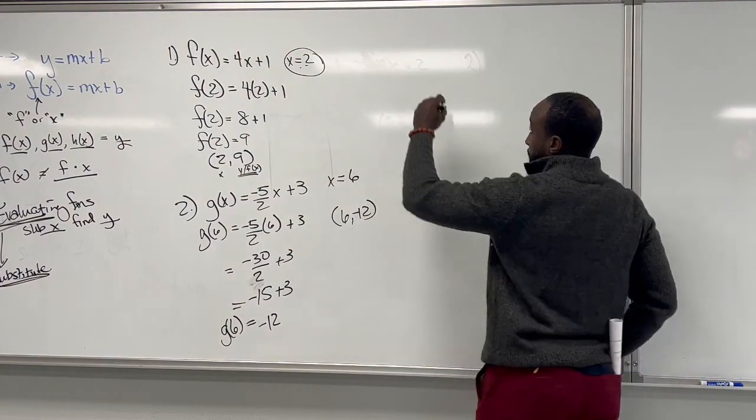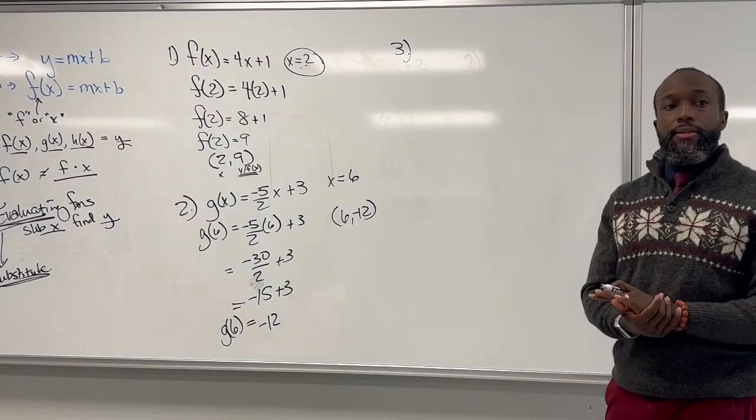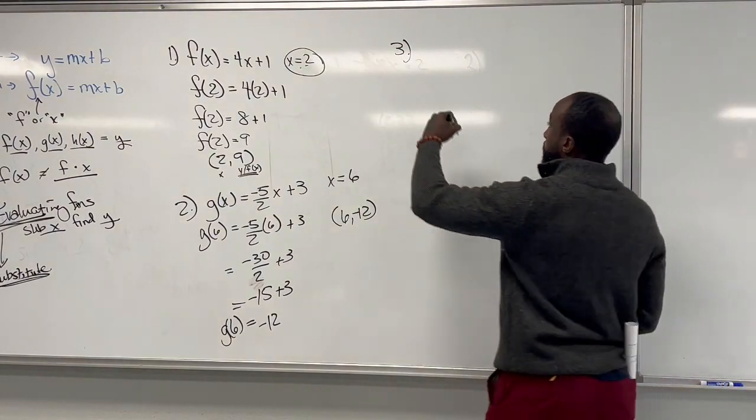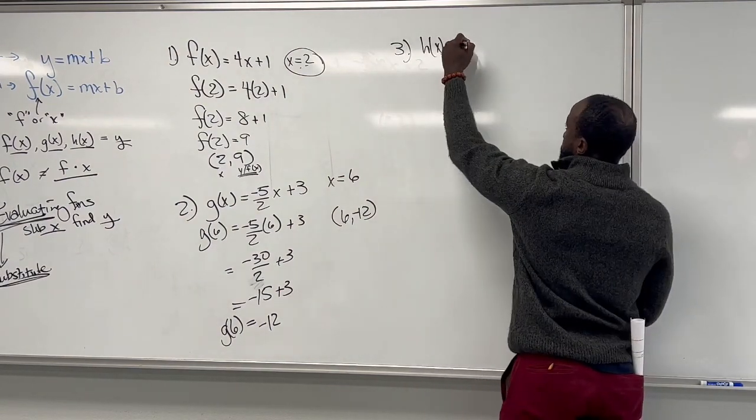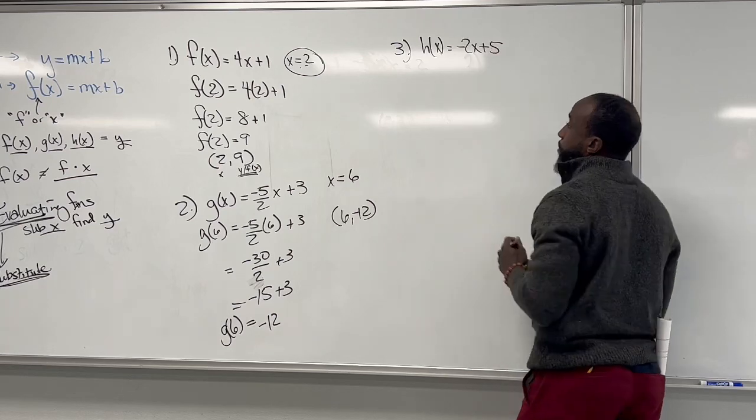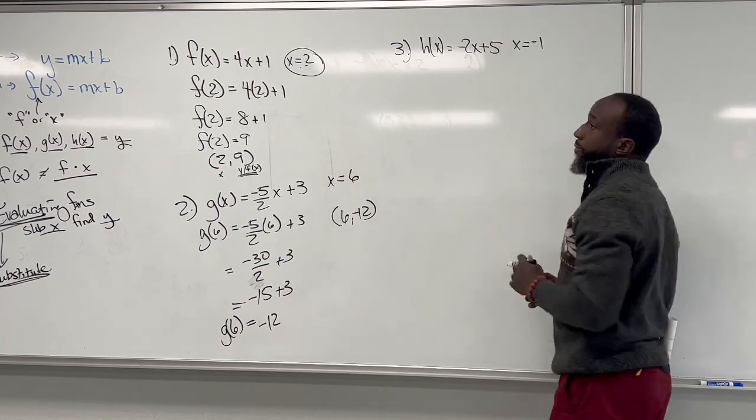Let's think of number 3. Somebody read number 3 for me, please. H of x. Very good. H of x equals negative 2x plus 5. X equals negative 1. Okay?